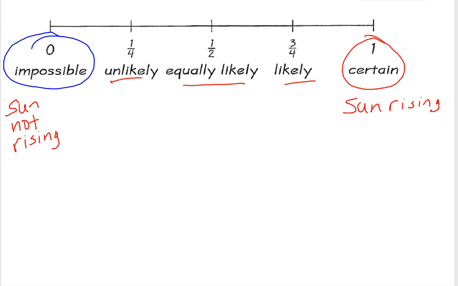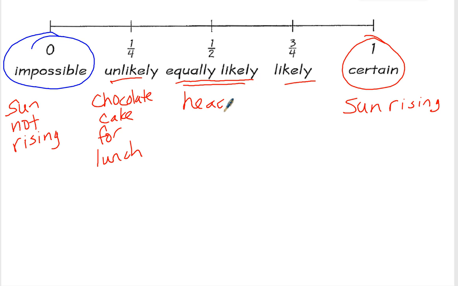So for example, being able to eat chocolate cake for lunch. Now you could get it, but it's not very likely. It's unlikely because you don't usually get chocolate cake only for lunch. If something is equally likely, that means it could go either way. Now this could be flipping heads or tails on a coin. So you could equally get heads or you could get a tails. Now if something is likely to happen, that could be something like it might rain. If it's cloudy outside, then it's likely to rain.